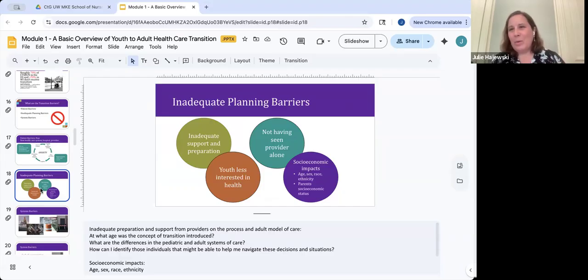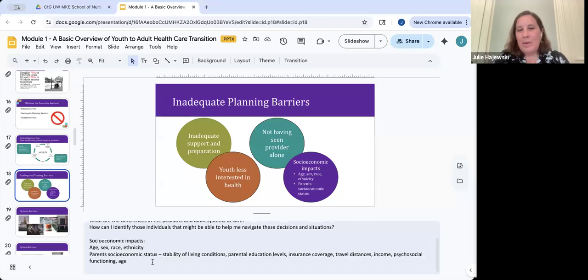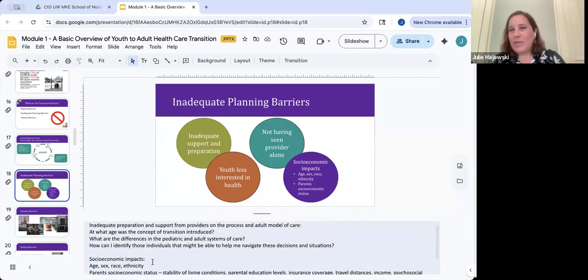Number one, not having seen a provider alone. If we have a youth that has never had the ability to practice that skill of communicating with a healthcare provider, and magically at 18, we pop them into a room with a new provider by themselves, it's not going to go well. So that kind of planning and working ahead helps everyone understand the process and practice that process so that they are able to do it when the time comes. There are socioeconomic impacts, some things that we cannot change, some things that are difficult to influence. Age, sex, race, ethnicity, mom and dad's socioeconomic status, which impacts living conditions, education levels, insurance, travel distances, just so many areas that we have to take into consideration.